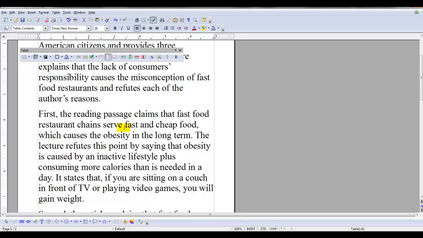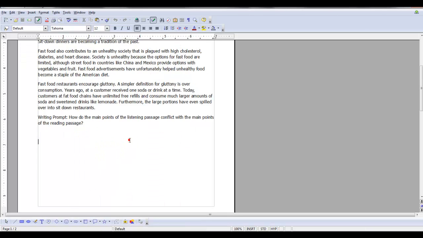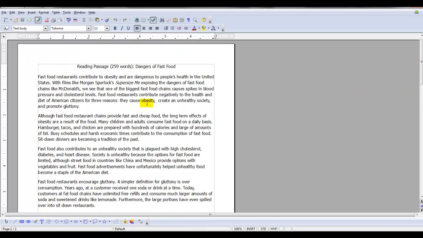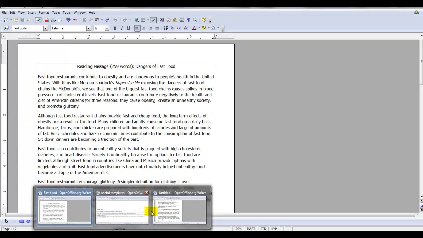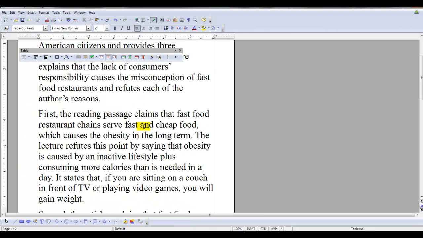Okay, now let's take a look at the reading passage for a minute. So you have that fast and cheap food. So the long-term effects of obesity are the result of the food. So this is what you're not saying. Why does it contribute to obesity? So they're saying that they eat it a lot, and because of their busy schedules, they're not able to eat healthier foods. So I'm going to say that you didn't exactly capture all of the main points from the reading.